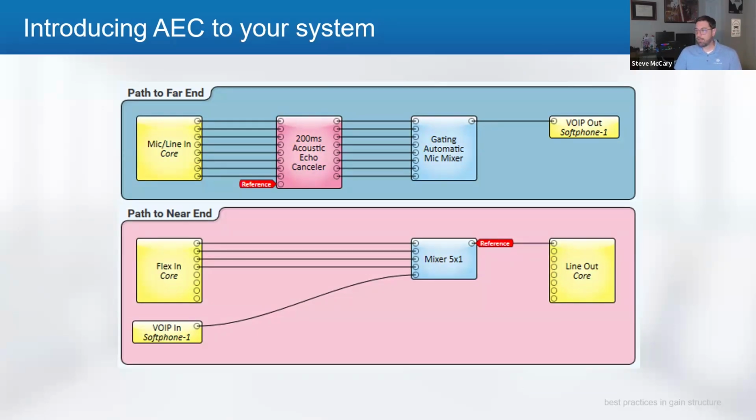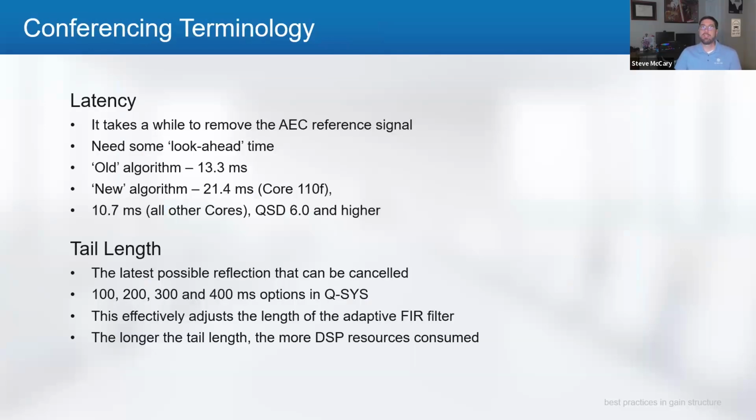I'm not going to spend a ton of time on AEC because A, there are entire classes for it, and B, it can take a while to go through it. So let's just talk about some of the terminology. When we talk about latency, this is the amount of time it takes to remove the signal. Tail length is how long the algorithm will look for echo.